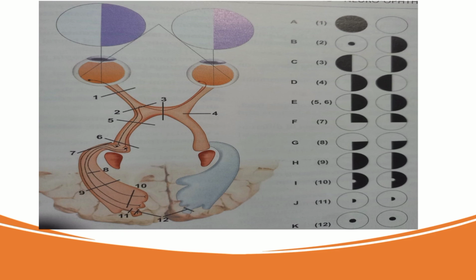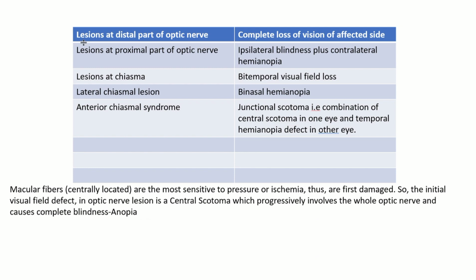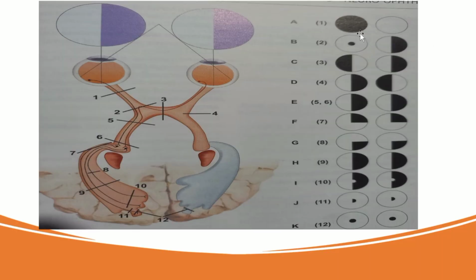But once you are in third year, and studying ophthalmology, then what you have to know is what happens when there is a lesion at the distal part of the optic nerve, and lesions at the proximal part of the optic nerve. So a lesion at the distal part of the optic nerve will give complete loss of vision of the affected side, which is similar to this. Okay, this is the left eye. So both the nasal and the temporal nerve fibers have the lesion. That's why there is complete loss of vision of the left eye, and nothing is affected in the right eye.